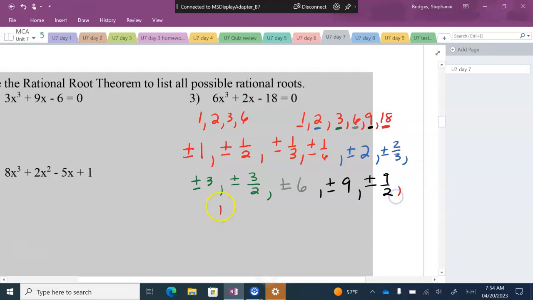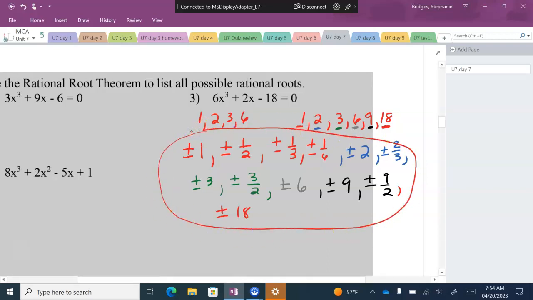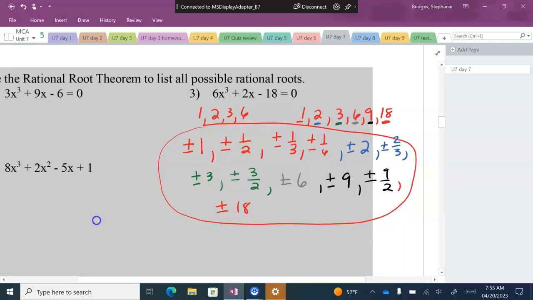So we're going to go plus or minus 18 over 1, which is 18. 18 over 2 is 9, which we already have. 18 over 3 is 6, which we already have. And 18 over 6 is 3, which we already have. So that is the complete list of all of my possible rational solutions. So do you see how when you have more factors, it gets a little bit longer? Okay. Still, factors of the constant term over, if you don't want to think about it as division, writing them as fractions over the factors of the constant term.